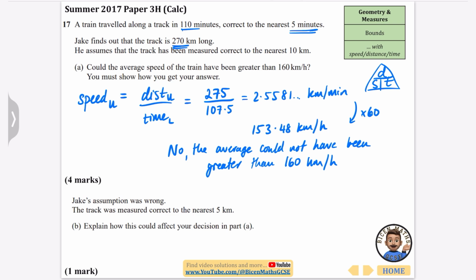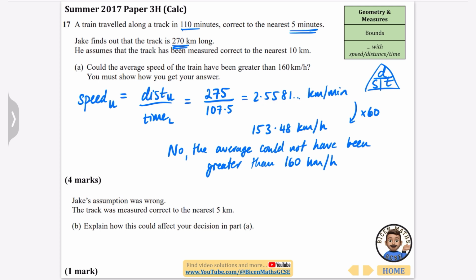It says Jake's assumption is wrong. The track was measured correct to the nearest 5 kilometres. Explain how this could affect your decision in part A. Well, if it was measured to the nearest 5 kilometres, this would actually be 272.5, which would actually make it even smaller, so it wouldn't change it.